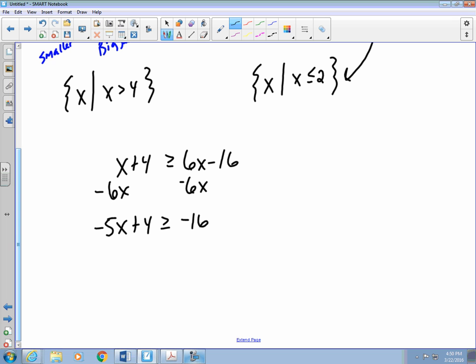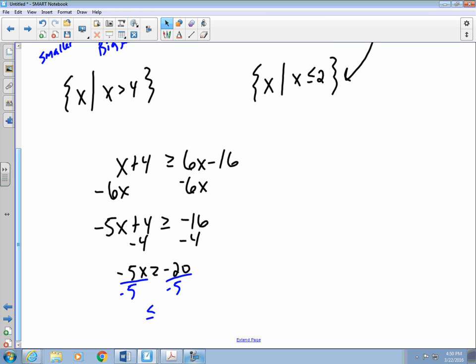All right, so here you subtract 4, and you get your negative 20, and right here you divide by a negative. So anytime you divide or multiply by a negative, that sign has to change directions. So now that is a less than or equal to, and we already talked about how to graph that.